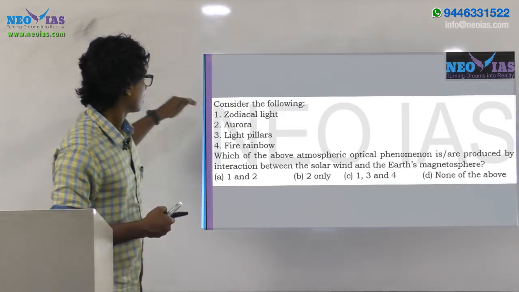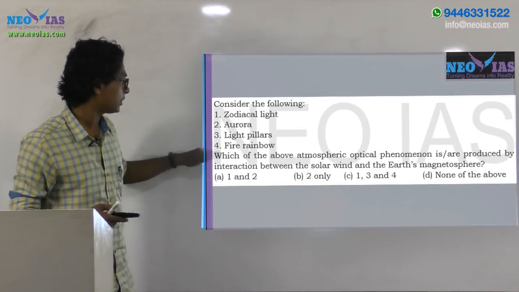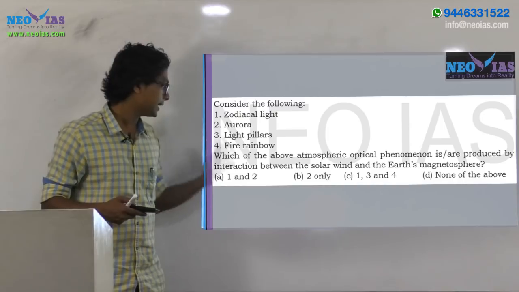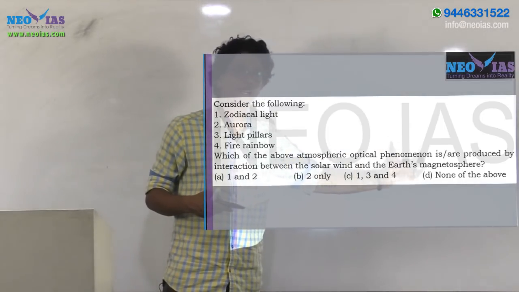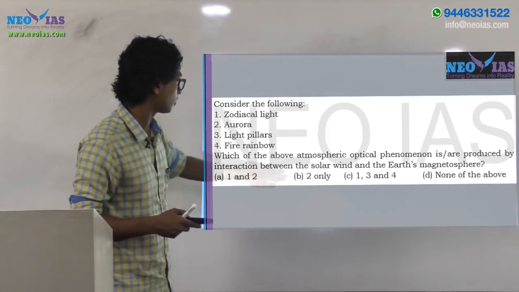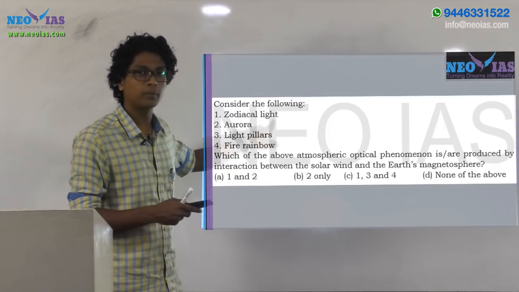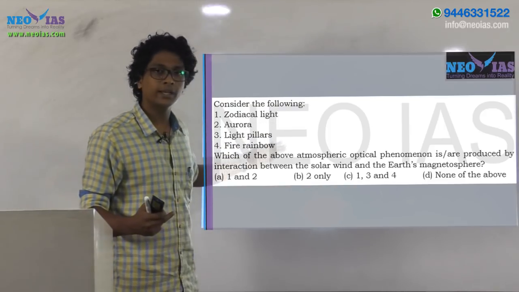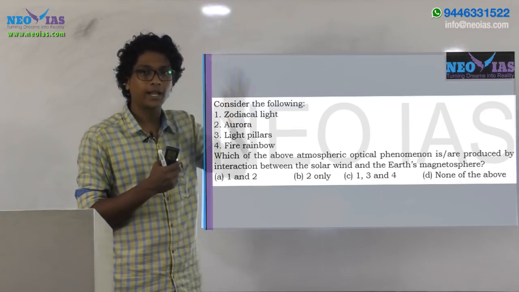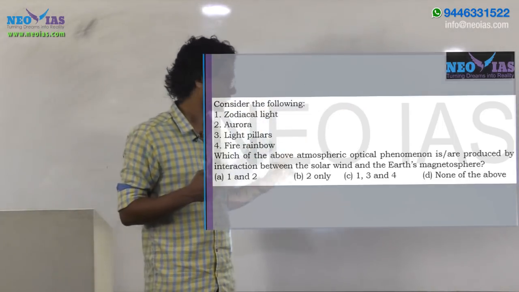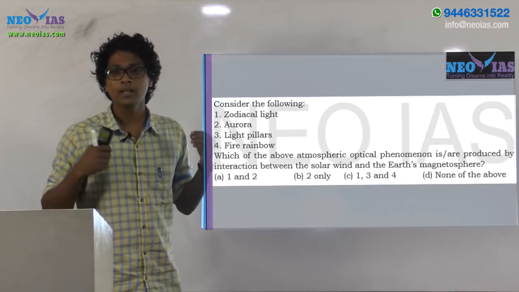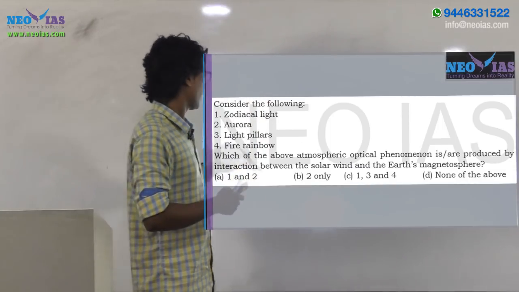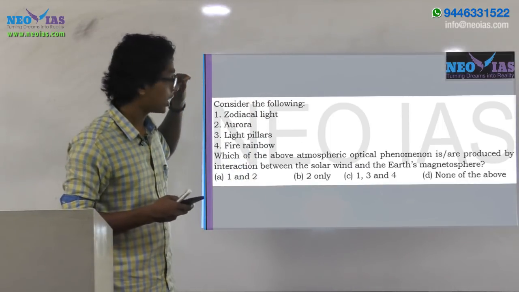So the question: consider the following: zodiacal light, aurora, light pillars, fire rainbow. Which of the above atmospheric optical phenomena is or are produced by the interaction between solar wind and the Earth's magnetosphere? Here the answer comes out as 2, because zodiacal light is created by reflection from dust particles beyond the atmosphere, light pillars are created by reflection from ice crystals forming near the surface, and the fire rainbow is created by reflection from high wispy clouds or high cirrus clouds. And all of these processes take place towards the high latitude regions.